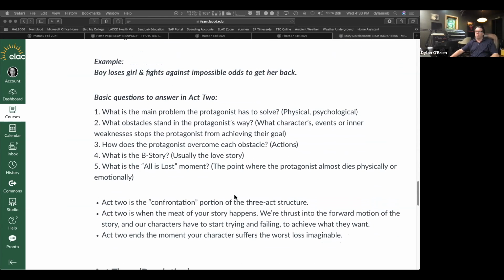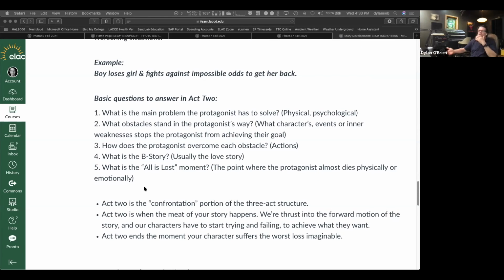Act 2 can be thought of as the confrontation portion of the three-act structure. Act 2 is where the meat of your story happens. Remember, Act 1 is the setup, where it's setting up the world and the characters. The inciting incident triggers the path of our characters off to somewhere. Act 2 is the big chunk of the movie. This is where everything's going to happen as the journey unfolds. They're trying to get to Mount Doom to destroy the ring. They're trying to be lovers on the Titanic. All that stuff's going to happen, and then what happens at the end of Act 2?